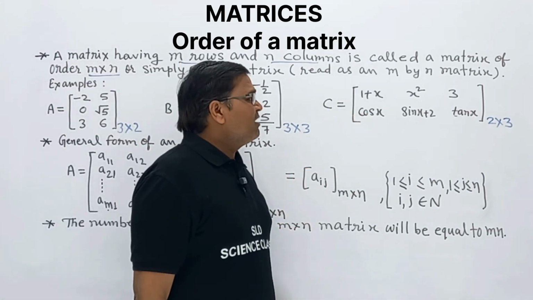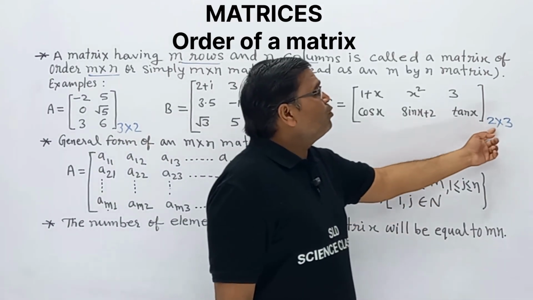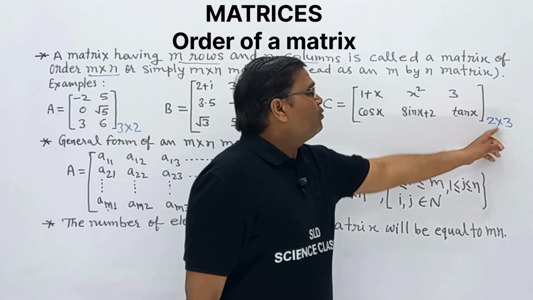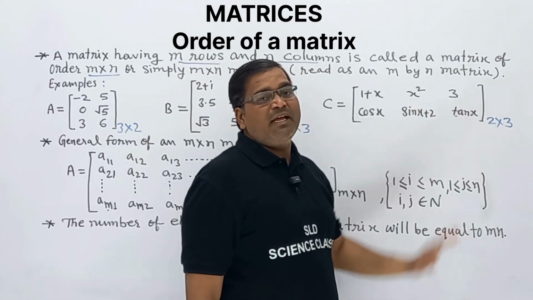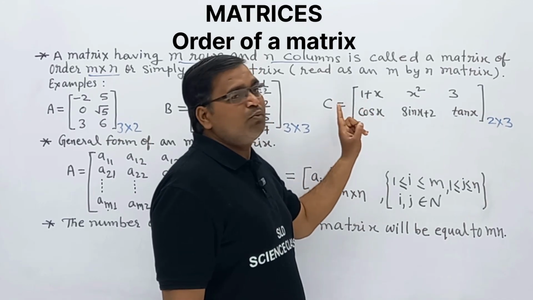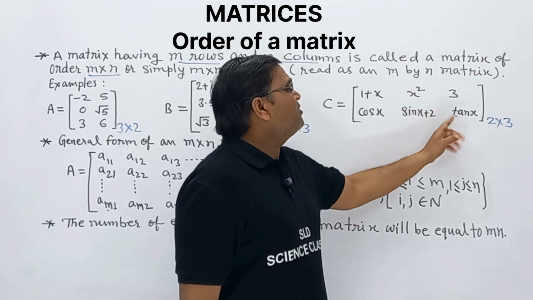For this matrix, how many elements do we have? Its order is 2 by 3. So what will the number of elements be? 3 twos are 6. Once we multiply m into n, we get 6. So we can say this matrix has 6 elements: 1, 2, 3, 4, 5, 6.